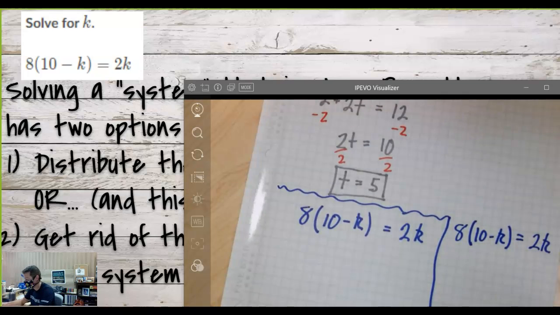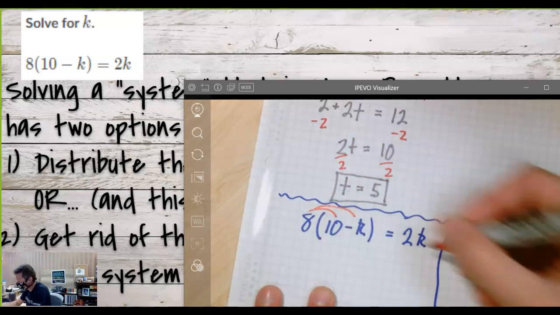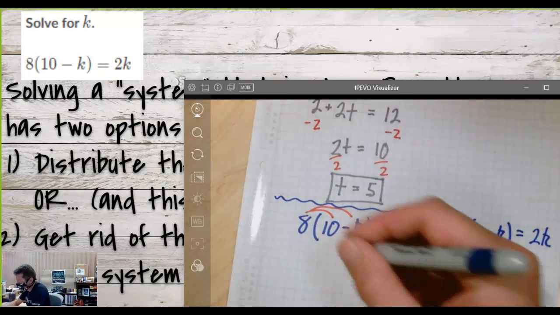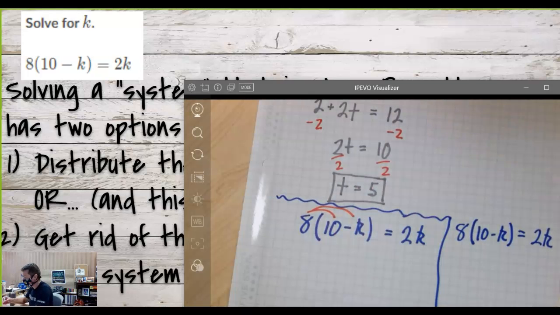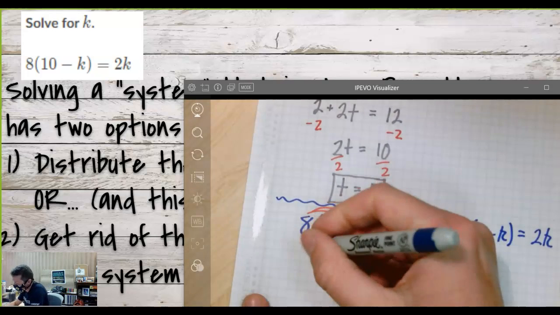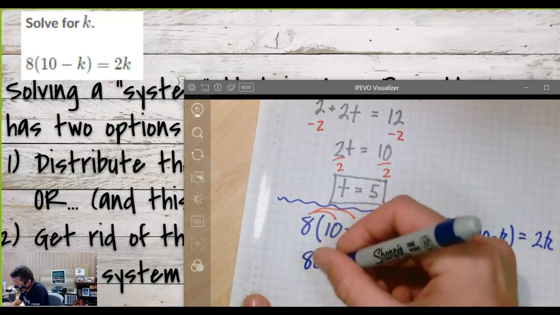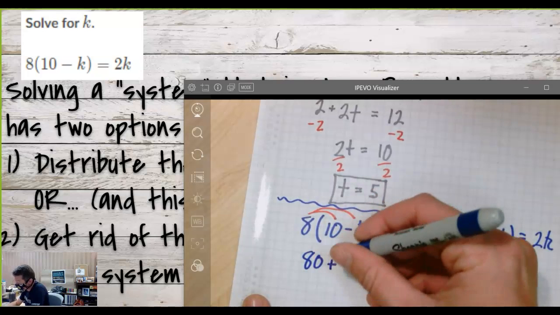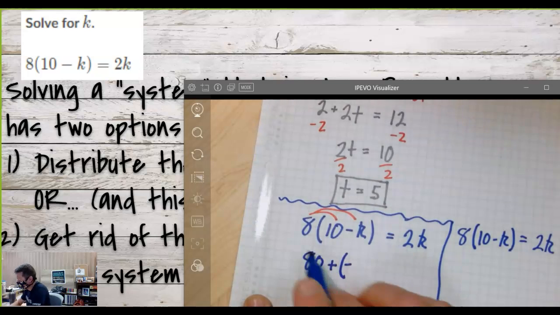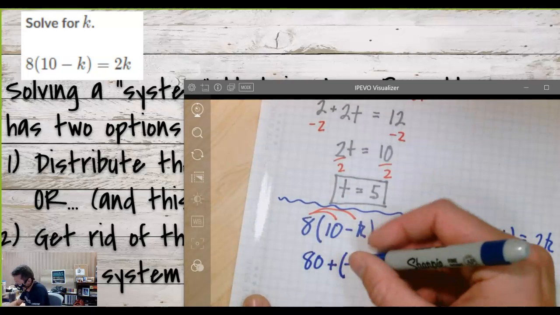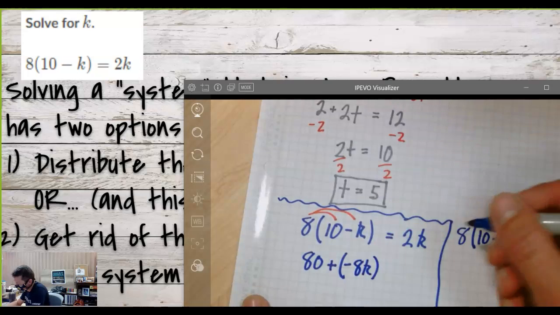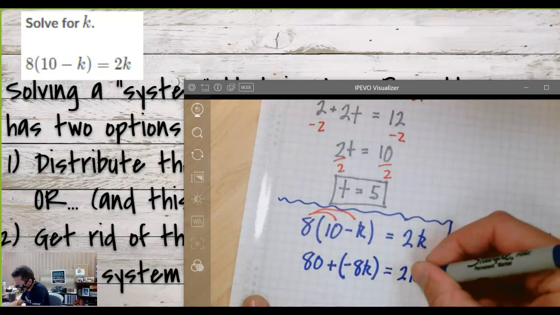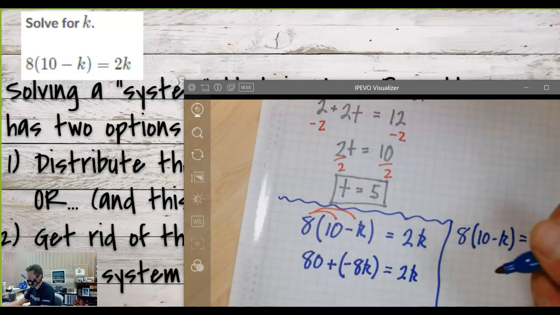Yes. It is both. But it's not both at the same time. It's only one at one time. So, Sebastian, you said you distributed. If I'm going to distribute, I draw arrows. And guys, really, they're not arrows. They're just lines. 8 times 10, 80. You can make it an arrow if you want to. Minus, or, I'm going to go ahead and say plus negative 8 times negative k gives me negative 8k equals 2k. Like 2k sports.